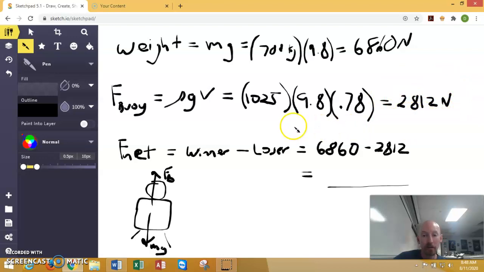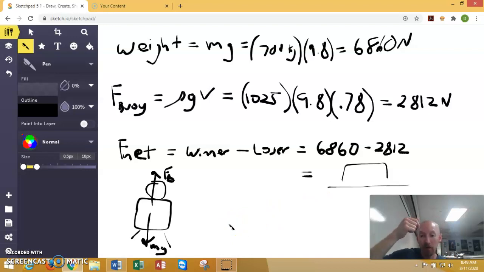Now, obviously, this thing has sunk to the bottom, right? Because the buoyant force is not as strong as the weight. And so, to me, this is just a simple case of winner minus loser. Our net force is the winning force, which is the weight minus the buoyant force. When you subtract those two, you get some number. That number is the amount of force you would need to lift the thing up. That is your net force acting on that statue, and it's a down force.